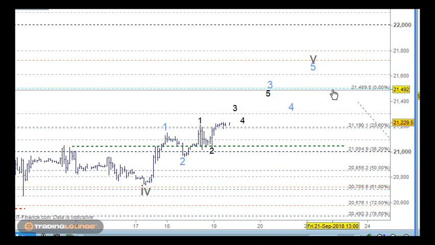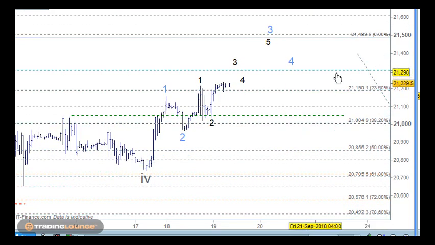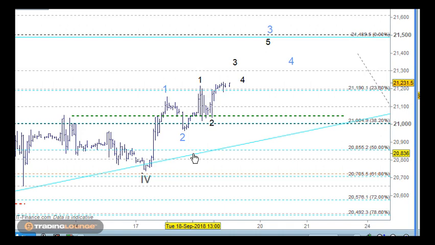The important things here are 21,000, that's fine, and you see how this has come back and tested it. So this is the retest. The breakout's important, but the retest is more important. Well, in fact, they're all important. They're all part of the process.